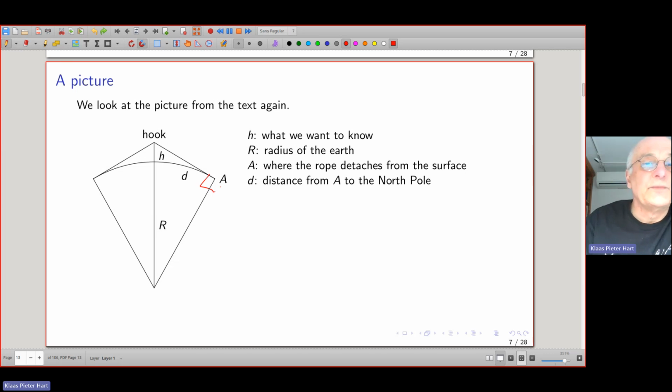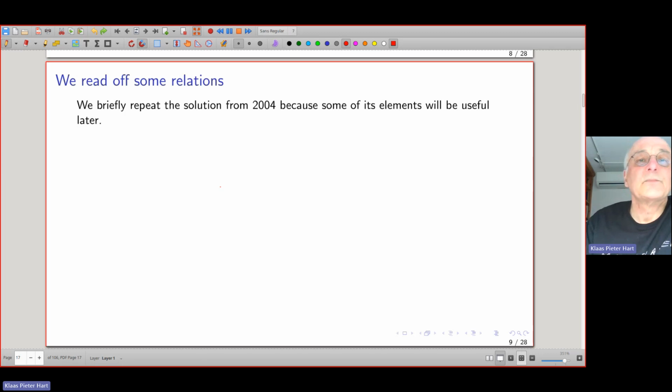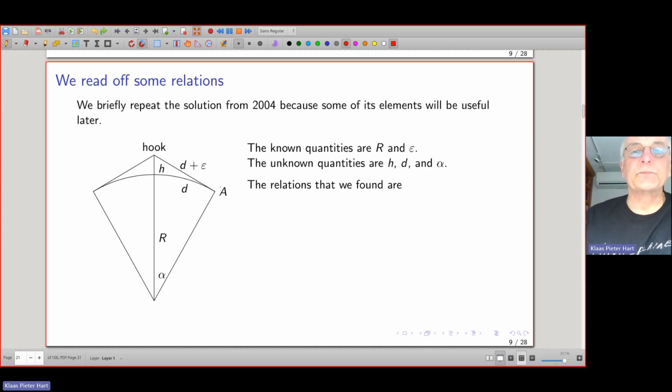Then the distance from that point to the North Pole is needed. And then that distance plus 1/2 of our meter is the length of the rope from the same point A to the hook. And we need the angle in radians for use in the calculations. Well, off we go. What did we do? In 2004, because that's when I wrote the article in Pythagoras, we worked in radians, and so alpha times r is equal to that distance. That is how radians work.